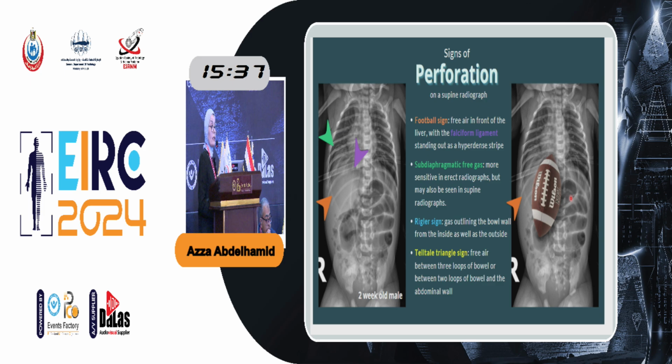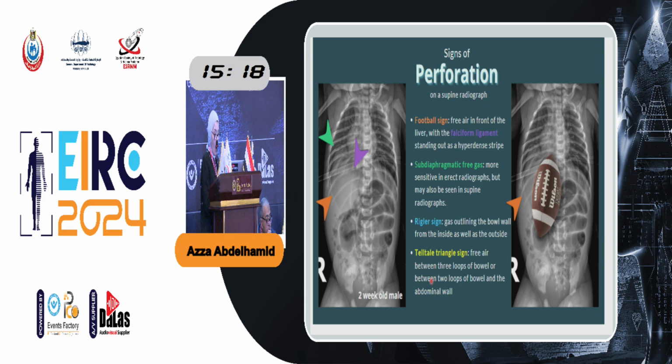And when you have acute abdomen in a neonate, you should look for perforation. Here are some signs of perforation. That's called the football sign, which is an air in front of the liver. This is the falciform ligament. You see it because it's surrounded with air.